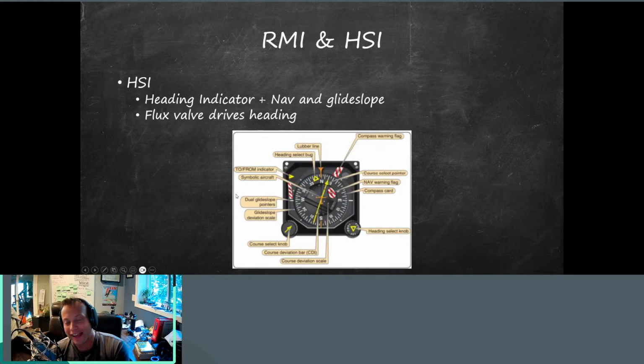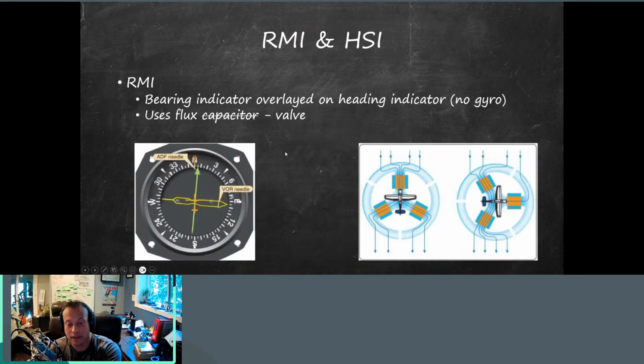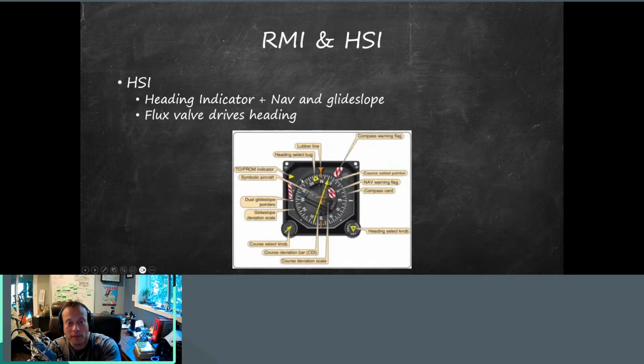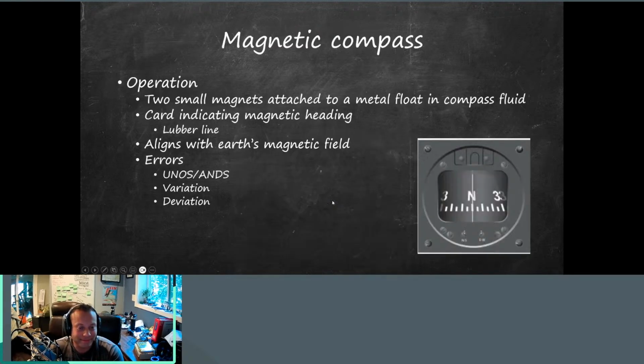Now, your HSI is a horizontal situation indicator. It includes a heading indicator and navigational and glide slope indications. And that flux valve, the magnetometer, is paired with the gyroscope, and it automatically aligns your heading indicator, or your horizontal situation indicator, with the magnetic field of the planet. It also gives you, again, navigational information and glide slope. You can bug your heading. Super cool instrument. Now let's talk about the compass.